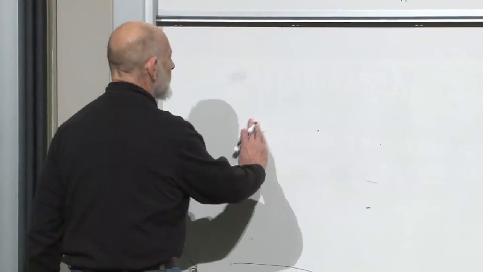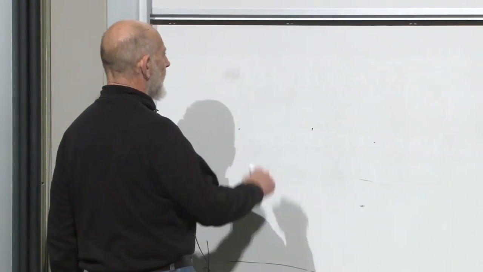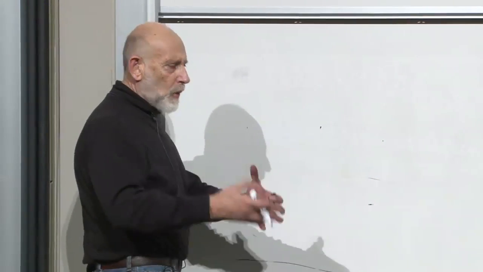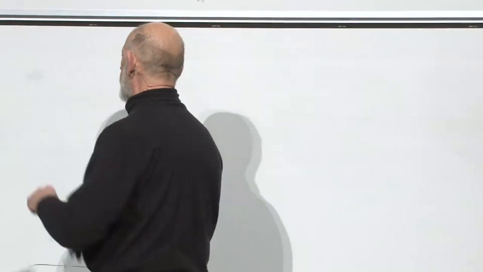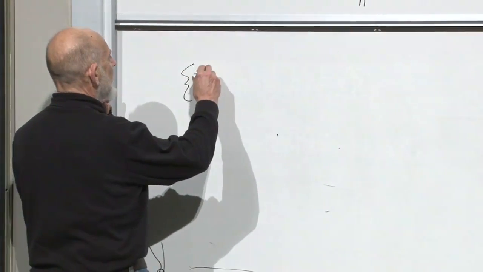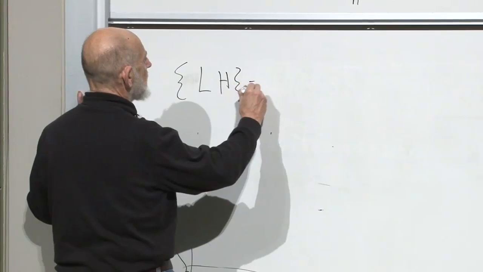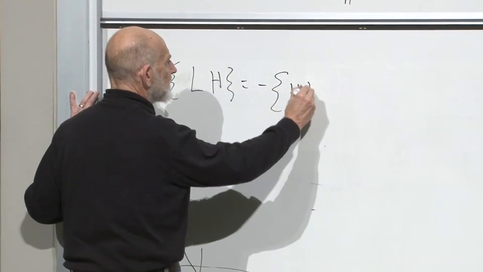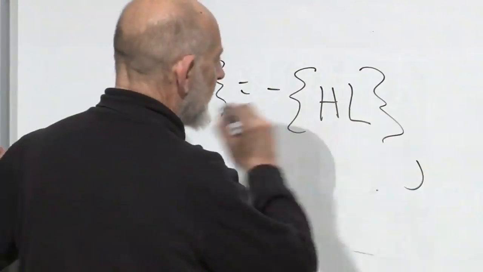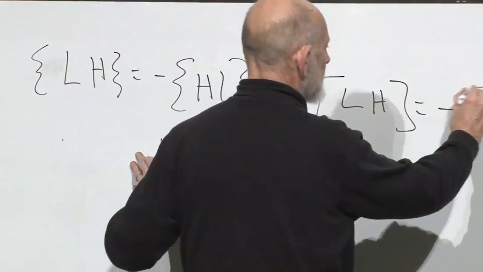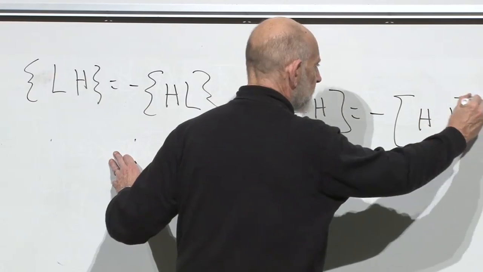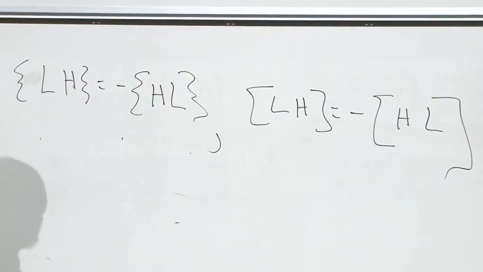Okay, let me remind you about Poisson brackets. First of all, if I have two quantities, let's just call them L and H. They don't have to be the Hamiltonian or anything special. They're just L and H. All right, the first thing is the Poisson bracket of L with H is equal to minus the Poisson bracket of H with L. Okay? The commutator of L with H is minus the commutator of H with L. So that's a parallelism that we can begin with.